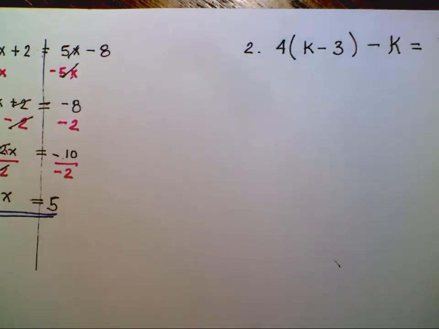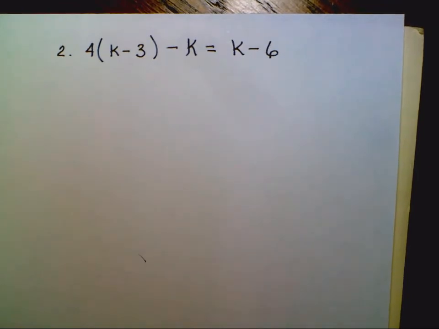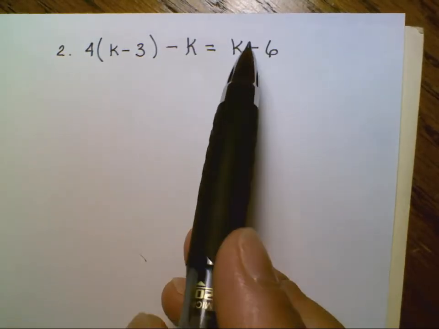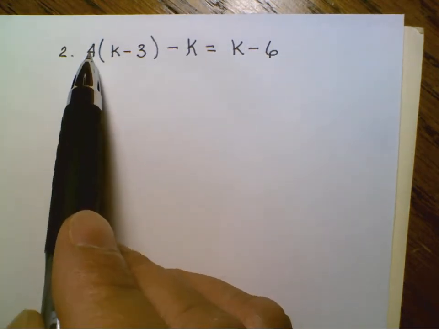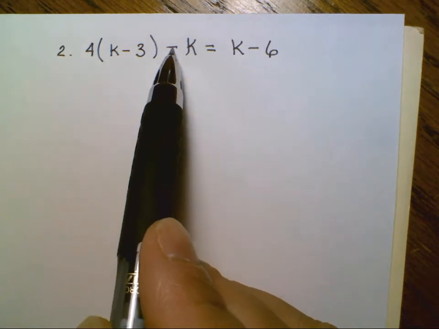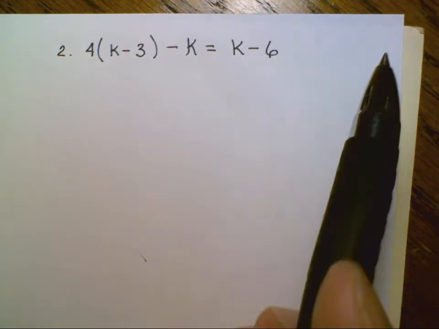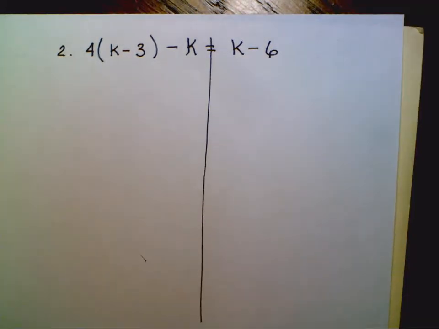Problem number 2. So I have a parenthesis on the left side, then I have k minus 6 on the right side. So problem number 2 is 4 times the quantity k minus 3, minus k, equals k minus 6. So remember, if you want, you can draw a line to solve the problem.